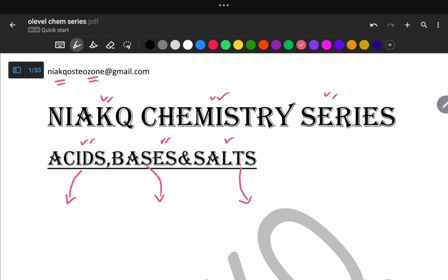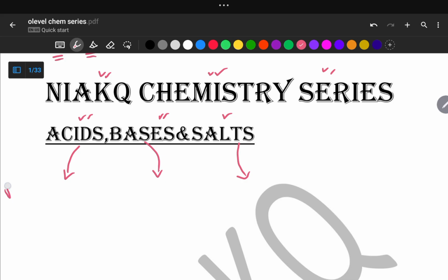So we are starting by defining the term acid. An acid is defined as a proton donor. This is the simplest definition of an acid. And then a base is defined as a proton acceptor, right? So this one is a donor, and then this one is the acceptor, right?